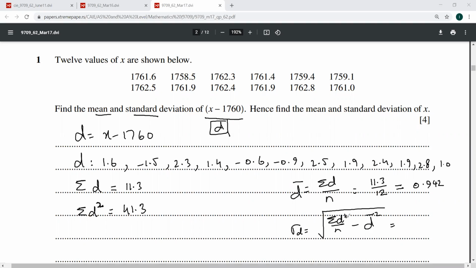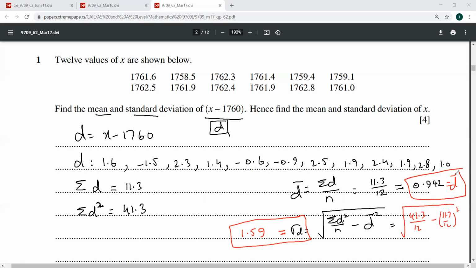That is your mean. Now, while finding this standard deviation, we'll be trying to use the exact values over here. So this is 41.3 divided by 12, and I'll use this as it is, 11.3 over 12 whole square. Now, please tell me how much is this? Sir, 1.59. 1.6. 1.59. If you have used your calculator correctly, then this should be the standard deviation of this coded data. So we have got the mean and the standard deviation of this coded data over here.